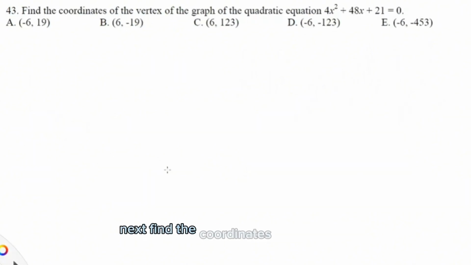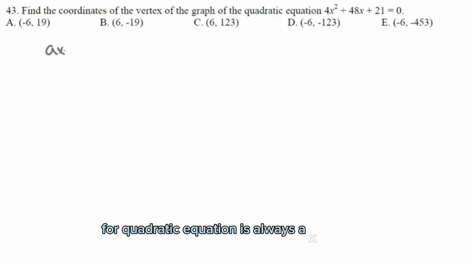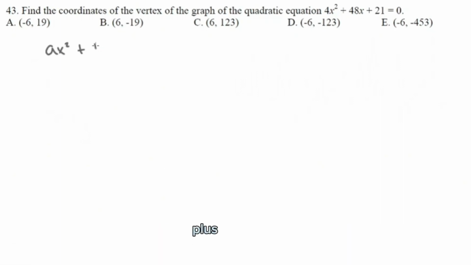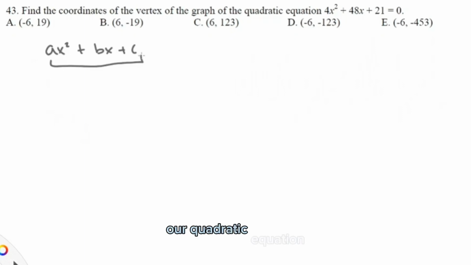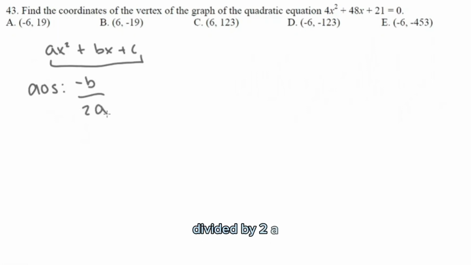Next, find the coordinates of the vertex of the graph of the quadratic equation 4x squared plus 48x plus 21. Alright, so first, we know that the formula for a quadratic equation is always ax squared plus bx plus c. This is always the standard form of a quadratic equation. And we know the formula for axis of symmetry, or AOS, is negative b divided by 2a. Alright, now what is the coordinates of the vertex?